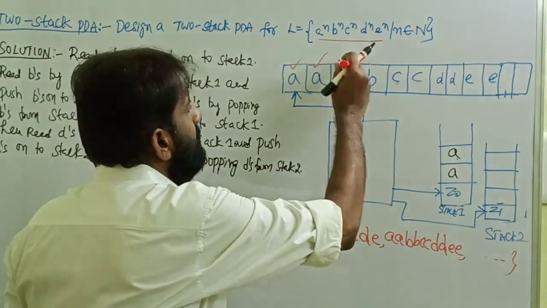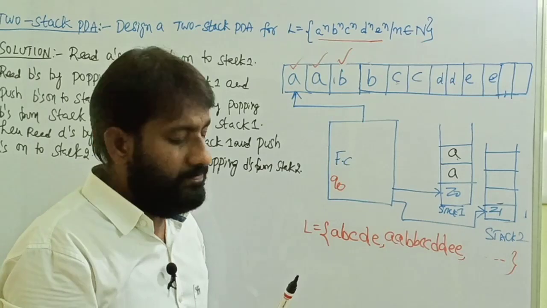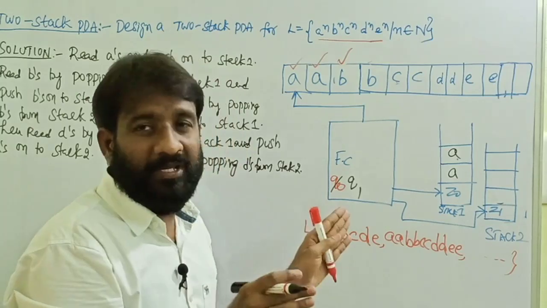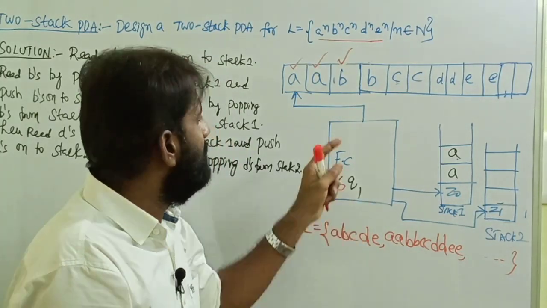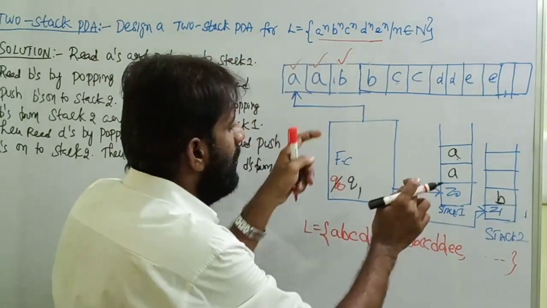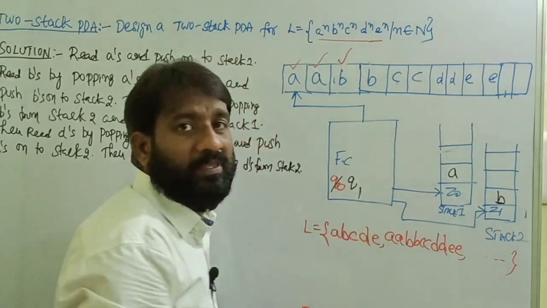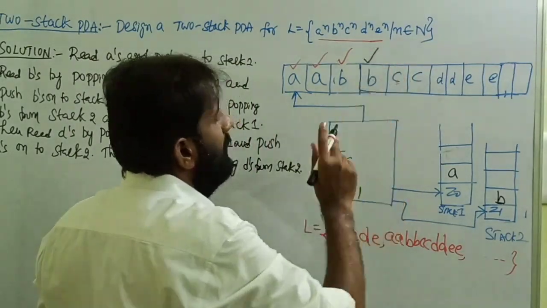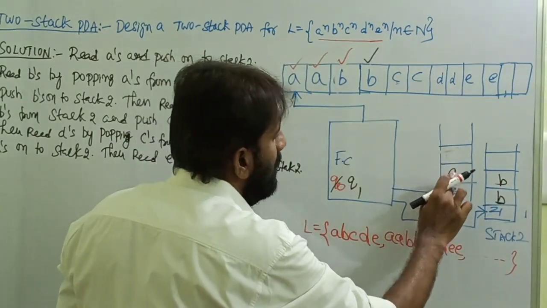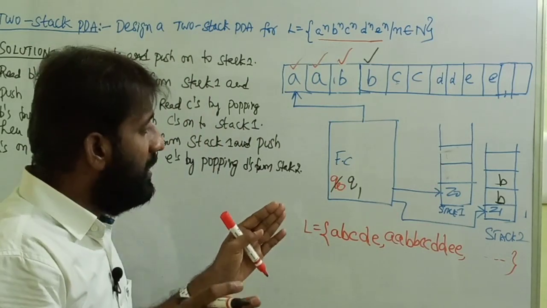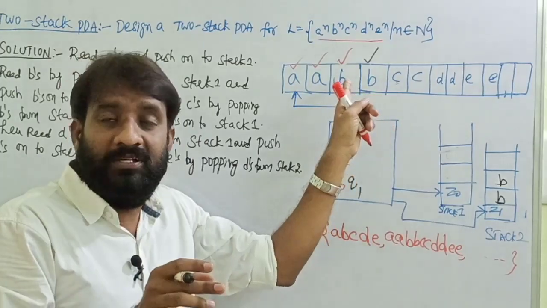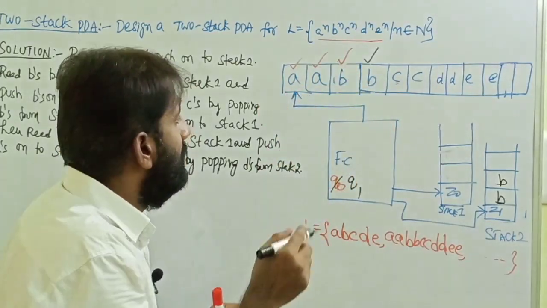Read B, change state from Q0 to Q1. Now we are reading B's, so we have to show the configuration difference. Read B, add B onto stack 2 by doing a pop operation on stack 1. Then read the next B, add B onto stack 2 by doing a pop operation on stack 1. Why am I popping elements from stack 1? Because now I am equating A's to B's. There is an equal number of A's and B's. Then the B's are completed.